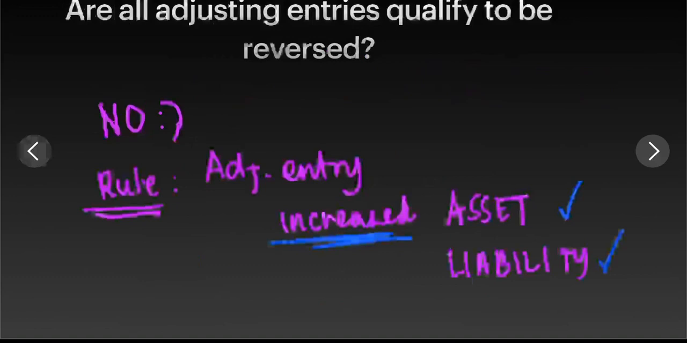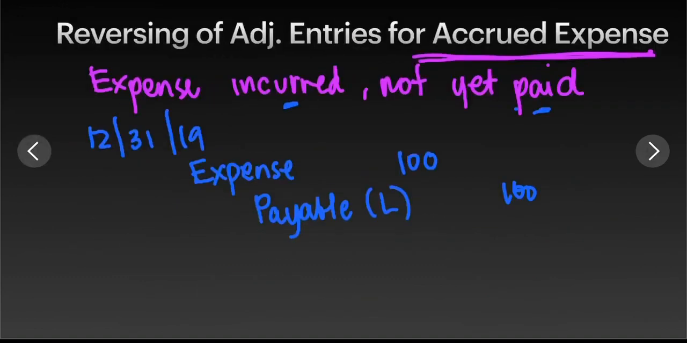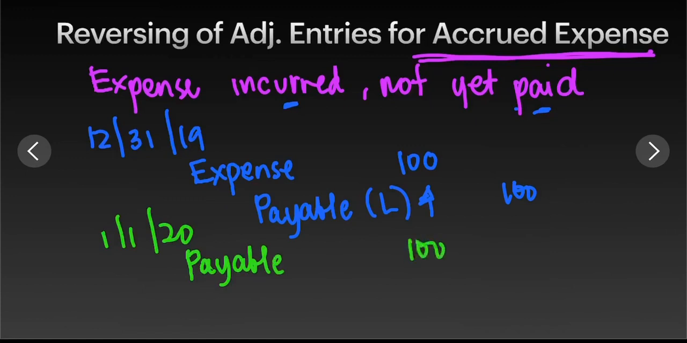Again, as a general rule, an adjusting entry that increases your asset or liability is qualified to be reversed. In this case, your liability is being credited, therefore it increases. So this is an example of an adjusting entry that is qualified to be reversed. And how are you going to reverse it? On January 1 of 2020, which is the beginning of the next accounting period, you simply do the exact opposite. You debit your liability for 100 and you credit your expense for 100.